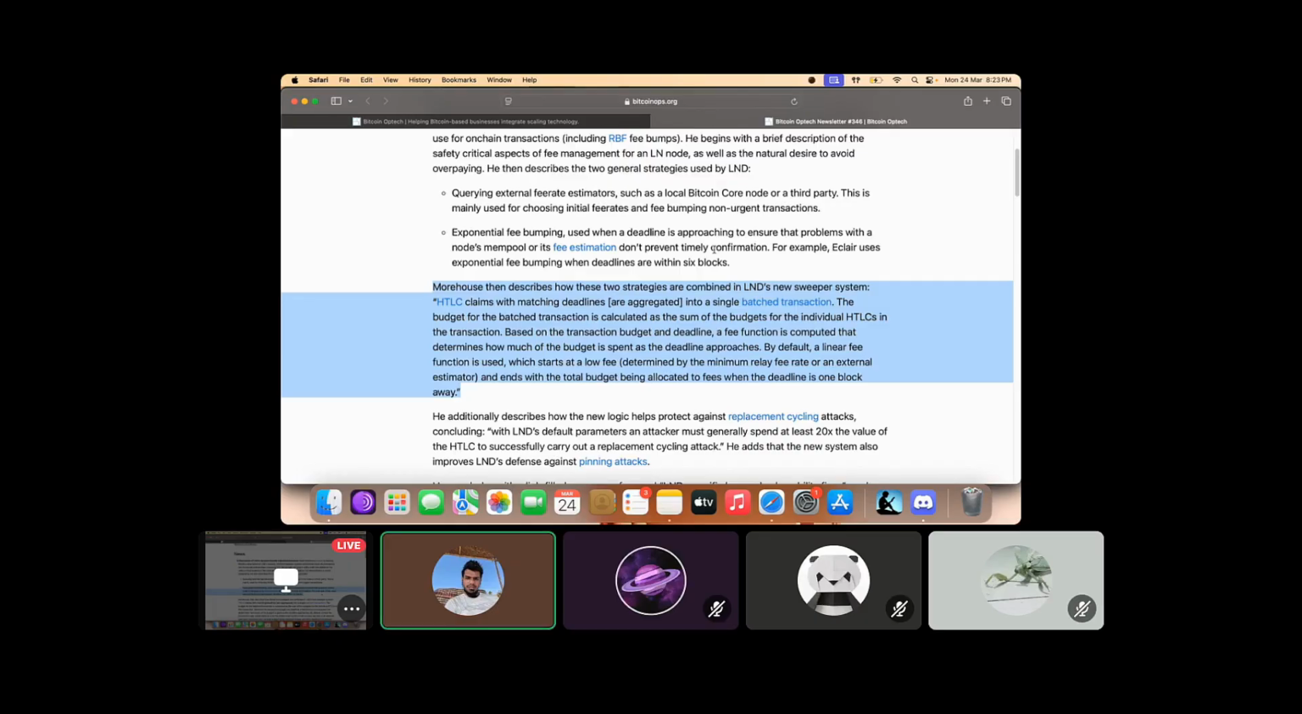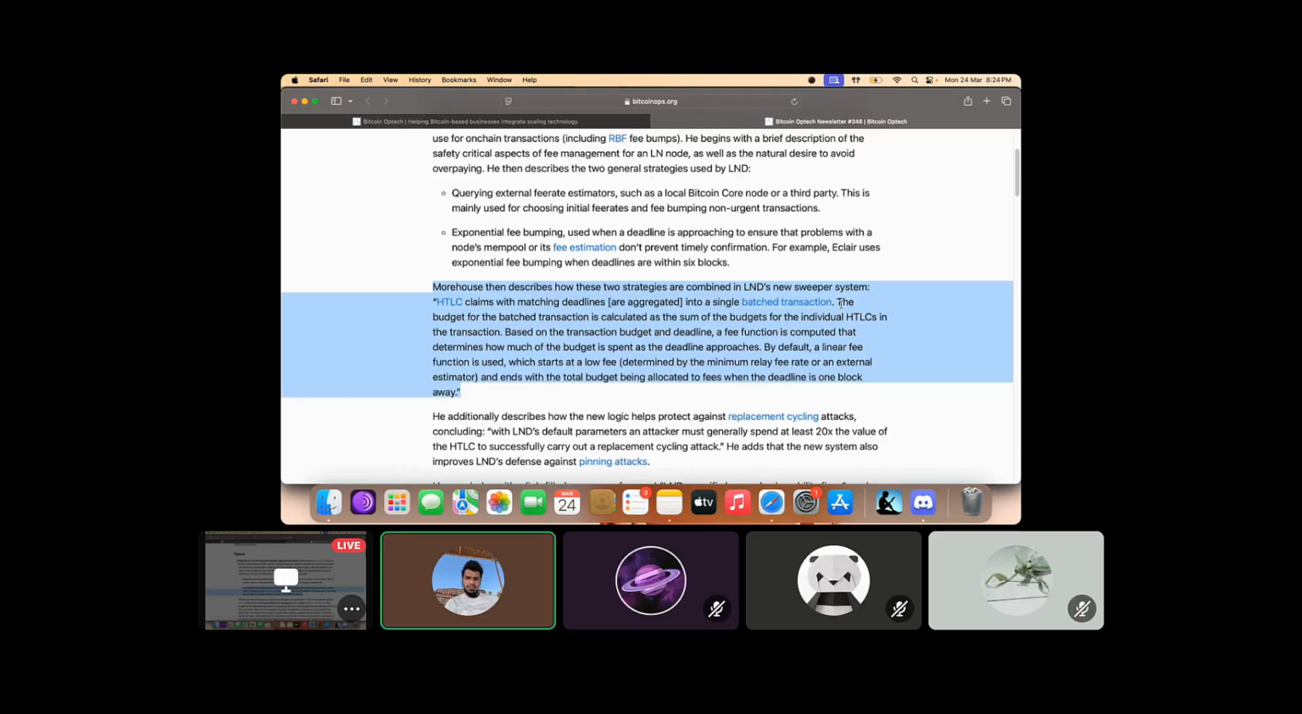We'll just read through this highlighted passage once again slowly and try and understand it better. So HTLC claims with matching deadlines are aggregated into a single batch transaction. Now we know that in a Lightning channel there might be multiple pending HTLCs. It's not necessary that when you broadcast your commitment transaction, you have only one pending HTLC. You might have multiple pending HTLCs, so you batch all of them. Okay, what does LND's sweeper fee estimation mechanism do? It batches all the pending HTLCs.